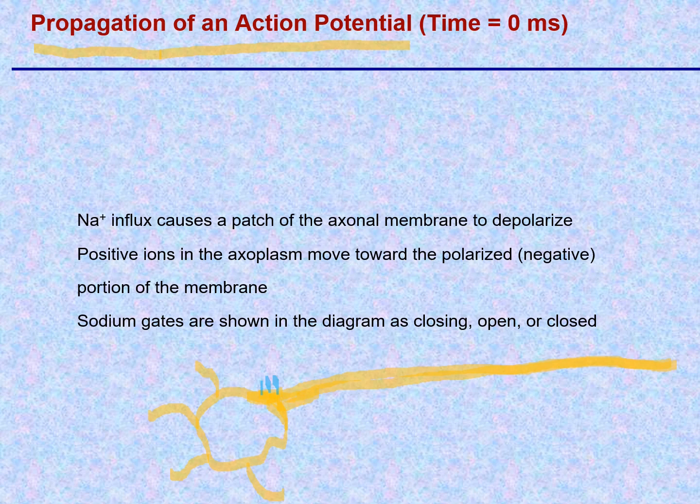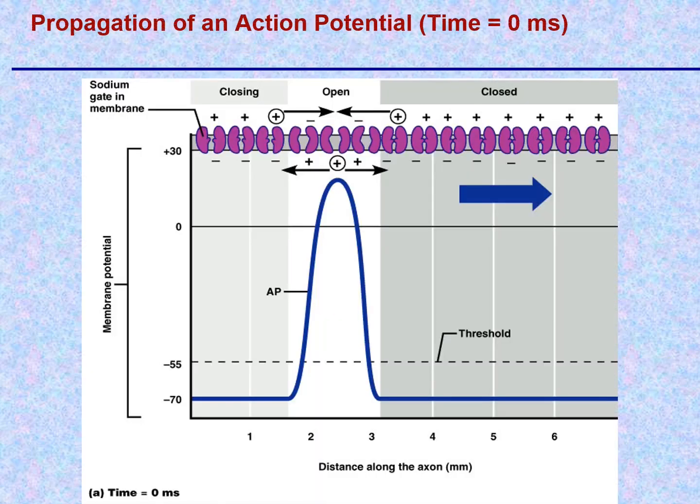Sodium gates are opening, and you'll see in the next slide. So this is the distance along the horizontal axis here. It's the distance along the axon, starting at this end down here, right at the base of the axon where it joins the cell body, so the axon hillock, and then this is further down the axon. And this is the membrane potential that you see at any one position.